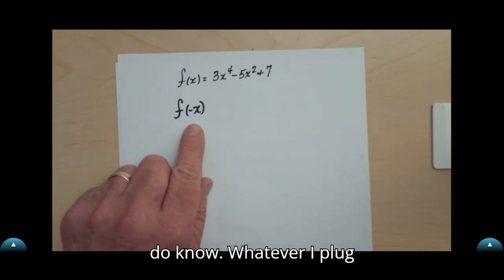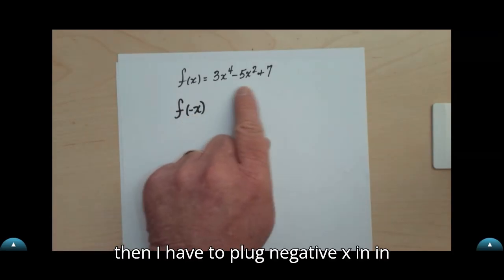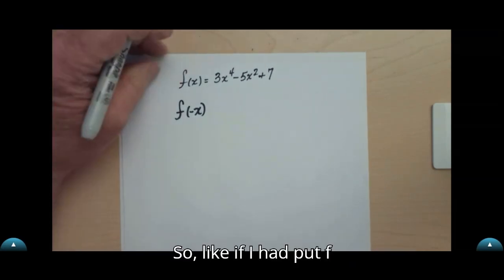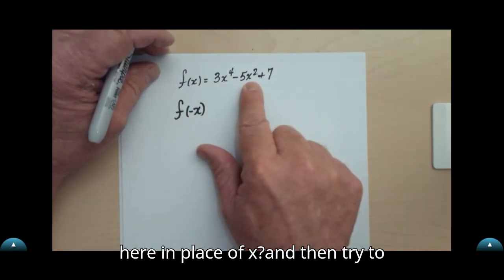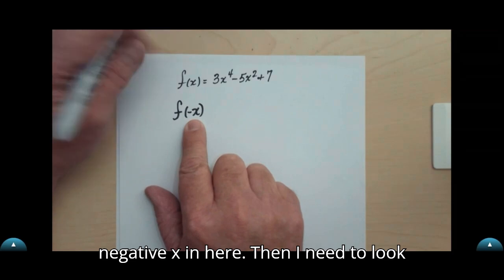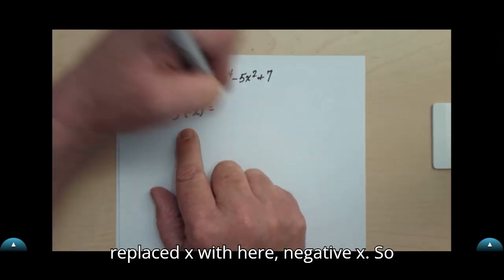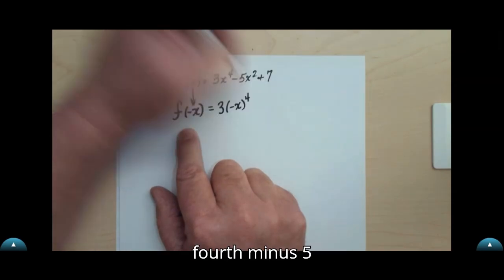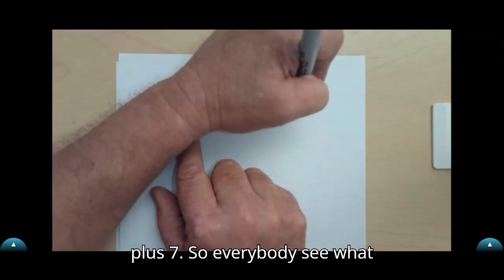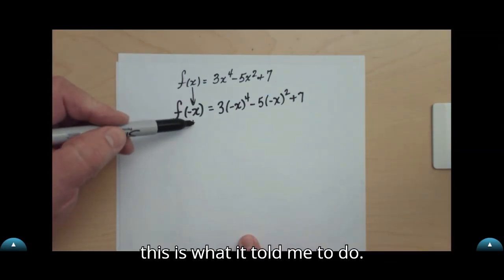So here's what we do know. Whatever I plug into the parentheses here in place of x, in this case I plug negative x in there, then I have to plug negative x in place of x on the right-hand side of this equation as well. Everybody see that? Like if I had put f of 2, wouldn't y'all just plug 2 in here in place of x, and then try to simplify it? Well, I didn't plug 2 in here. I plugged negative x in here. Then I need to look on the other side of that equation and replace these x's with what I replaced x with here, negative x. So it'll be 3 times negative x to the 4th minus 5 times negative x to the 2nd plus 7. Everybody see what we've done so far? All I did is I replaced the x's with negative x because this is what it told me to do.